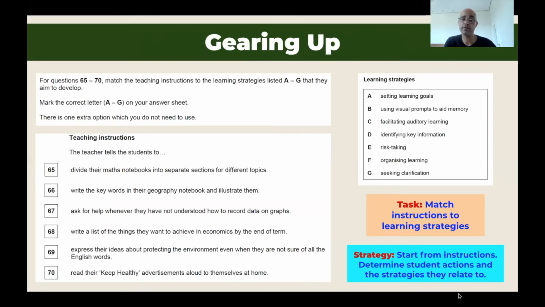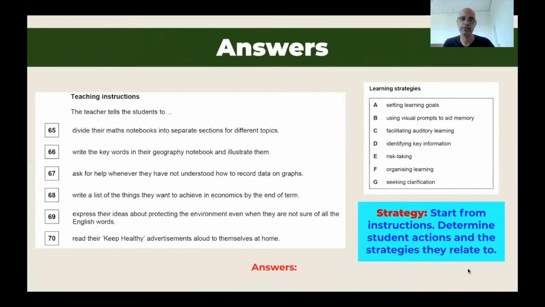That's a very straightforward path, but it's important to know where to start from instead of just looking for the learning strategies and wasting a lot of time. No, just go to the instructions and see what each one of them refers to. So let's try this out. So what does the teacher tell the students?